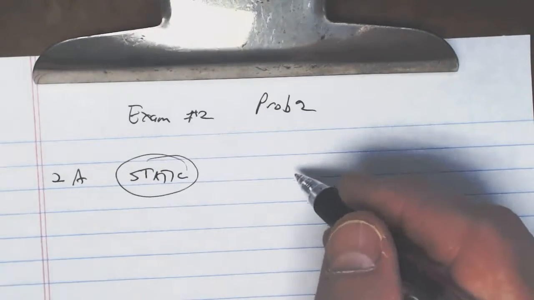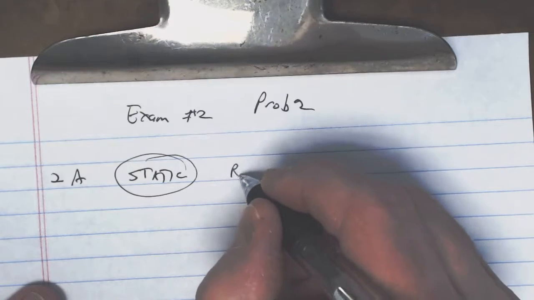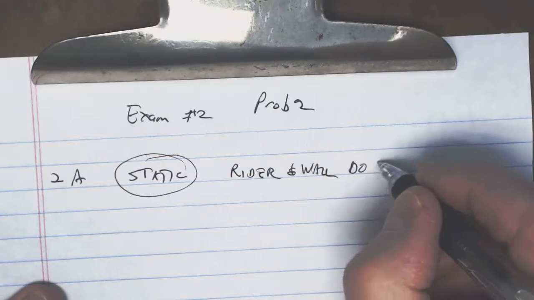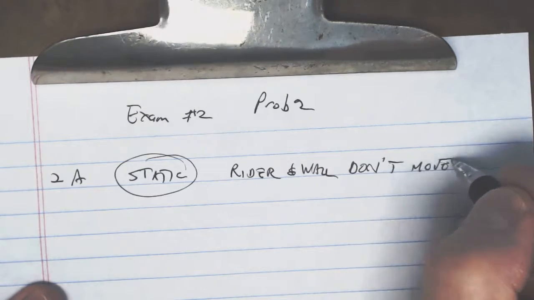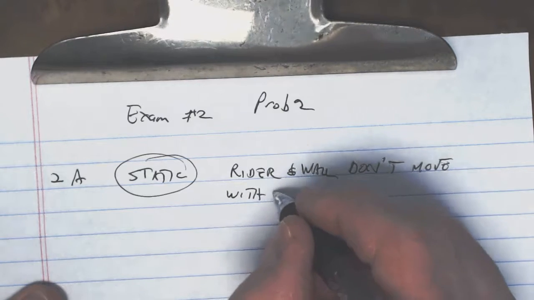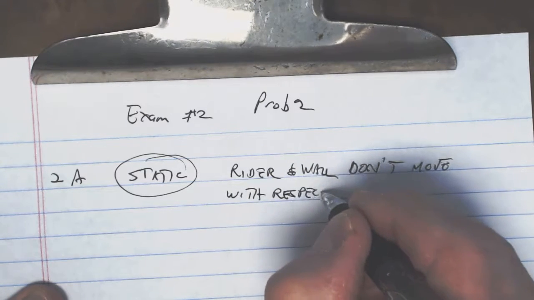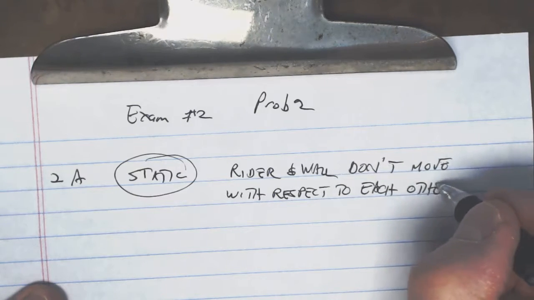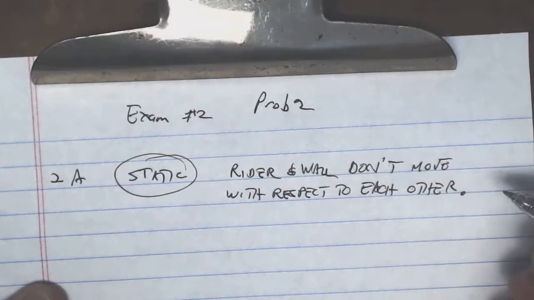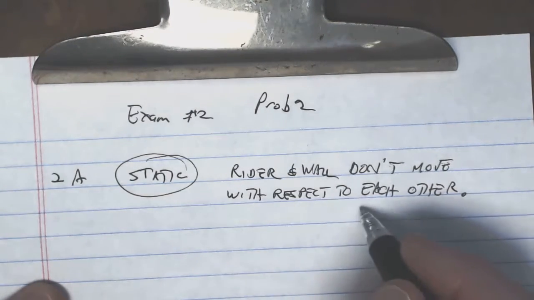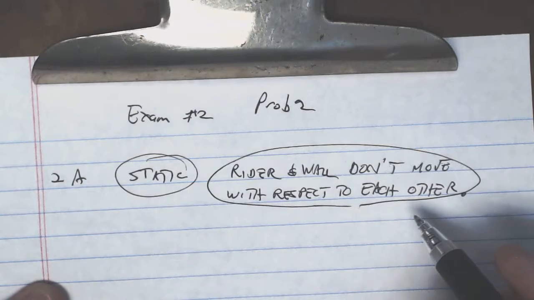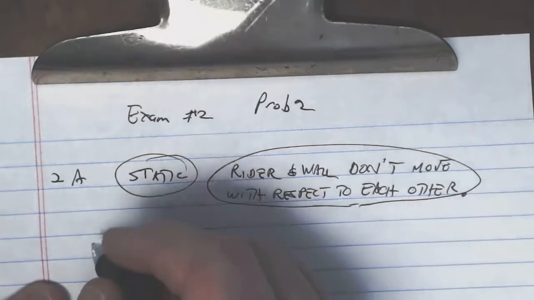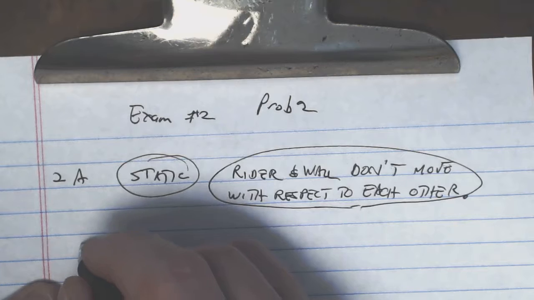And the reason you have to justify your answer is because the rider and wall don't move with respect to each other. She remains at the same place with respect to the wall adjacent to her, and that's the condition for static friction. If one object is moving with respect to the other, sliding over top of it, that would be kinetic friction. If they aren't, it's static friction. So that was supposed to be an easy 2 or 3 or 4 points.